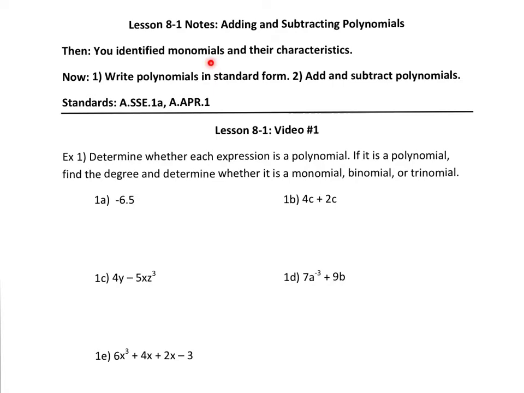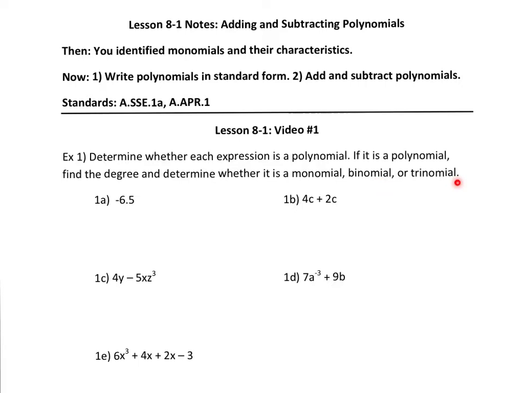So just keep in mind that a monomial has three different parts: a number, a variable, or when I multiply a number and variable. So what we're going to do today is work on polynomials, writing them in standard form, and we're going to work on adding and subtracting them, which is really just combining like terms. So on the first example here, it says determine whether each expression is a polynomial. If it is a polynomial, find the degree, and then determine whether it's a monomial, binomial, or trinomial.